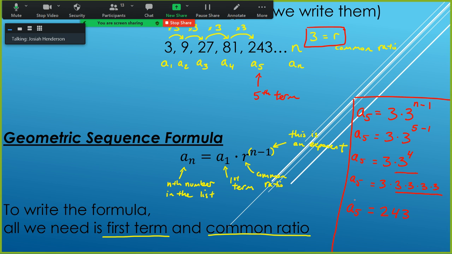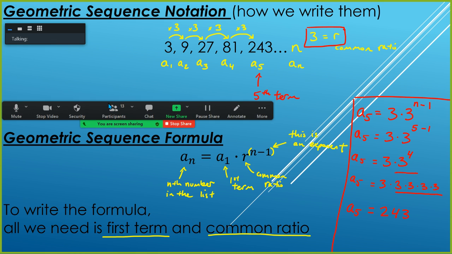So we can use this formula to find any number. If they ask you for the 20th number in the list or the 100th number in the list, as long as we have our formula and we know the first term and we know r, we can plug them in. We have to simplify it, and then it'll give us that number in the list.